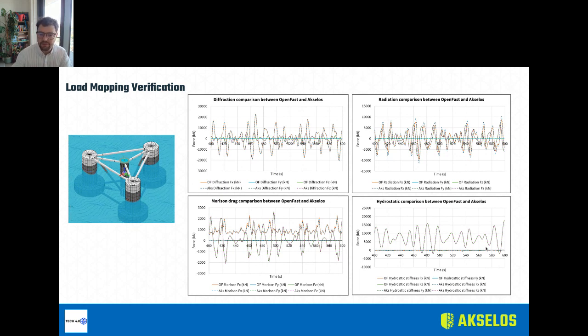And so what we see here, what I'm presenting, are the diffraction, radiation, Morrison drag, and hydrostatic comparisons between OpenFAST and Akselos. And we see that all map really well. And this is information that's continuously generated by the ILSA toolchain, and something that the user can check at any time. So if necessary, if there's something wrong, the user can know before having to run expensive FEA simulations. The user can know whether to turn off or continue the simulation.